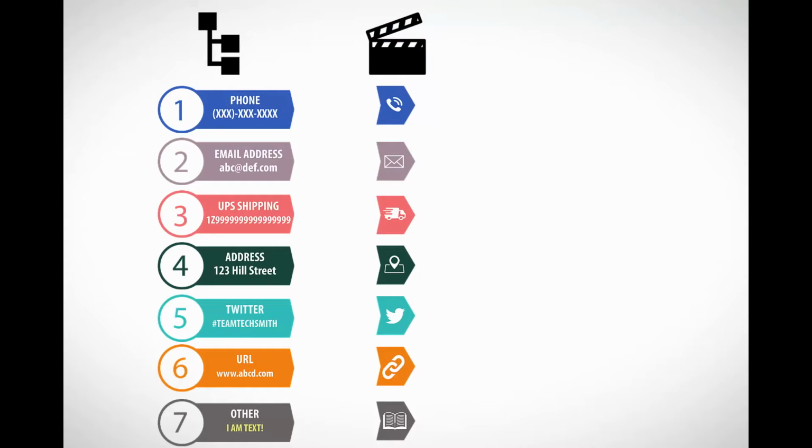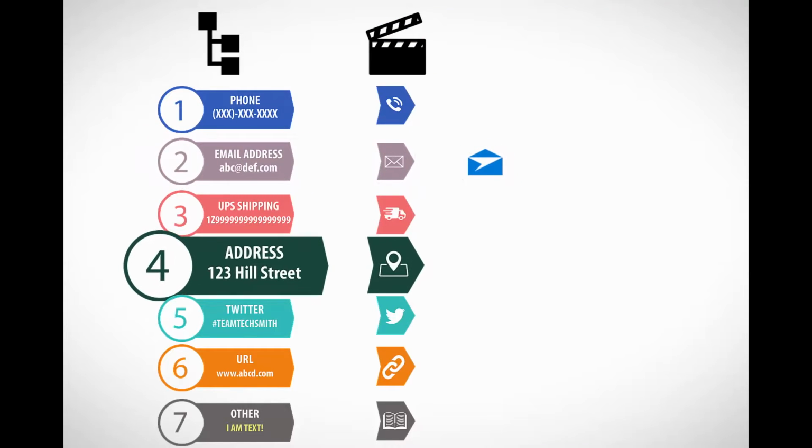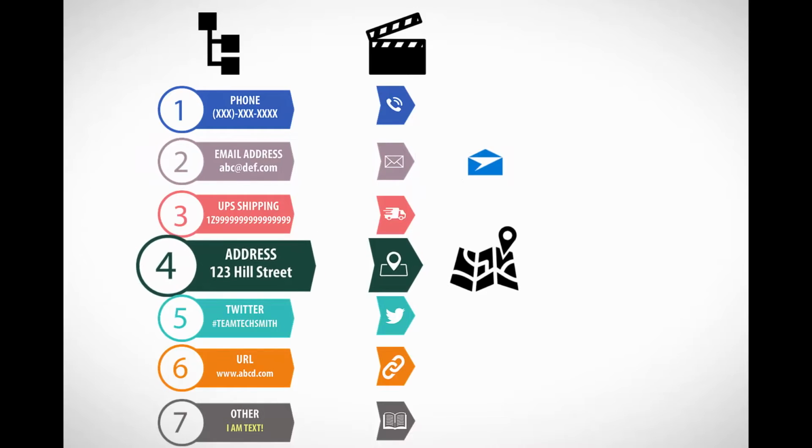The type action pair associated with an email launches the email client, while the pair related to a street address launches the Bing Maps application.